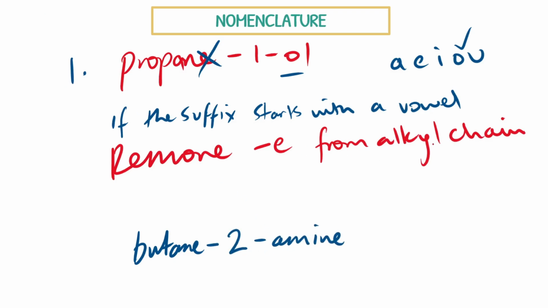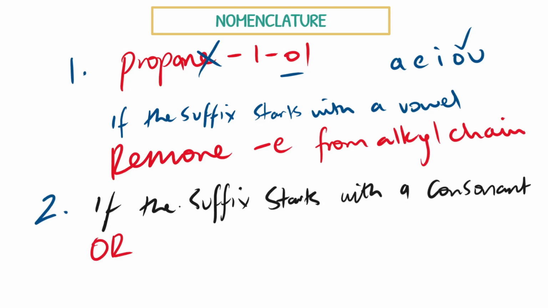Now I'm going to use the rule that I just went through. Does our suffix start with a vowel? Yes, it does. So we get rid of the E in the alkyl chain. So that's what I'm going to do. Get rid of the E. Oh, my robot got rid of everything. But that is what you want to do. You want to look at the suffix. Is there a vowel as the first letter? If there is, you get rid of the E in the alkyl chain, okay?